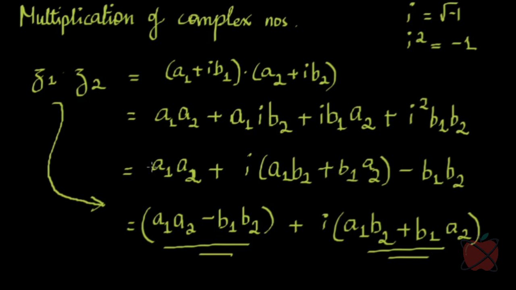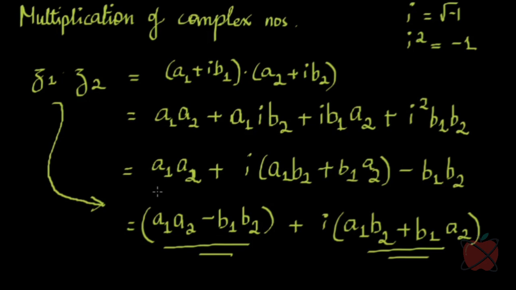So I would recommend that you learn it by heart. But in case you forget, you can always deduce it doing these 3 steps. All right? So I hope you understand how we multiply complex numbers.